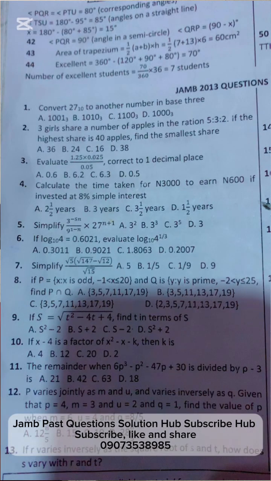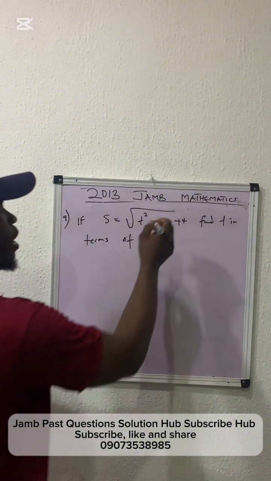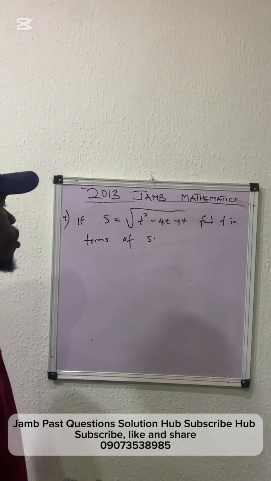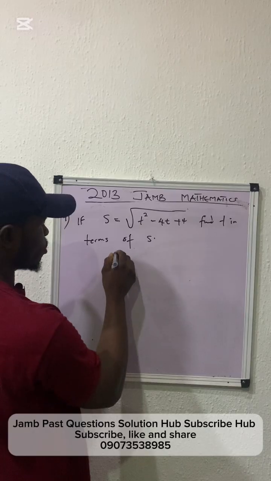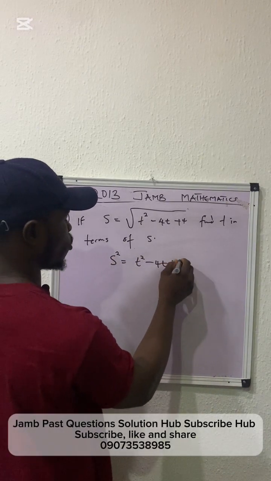And if S is equal to the square root of t squared minus 4t plus 4, find t in terms of S. So that's question number 9. Alright, so first we're going to square both sides. So we have S squared is equal to t squared minus 4t plus 4.